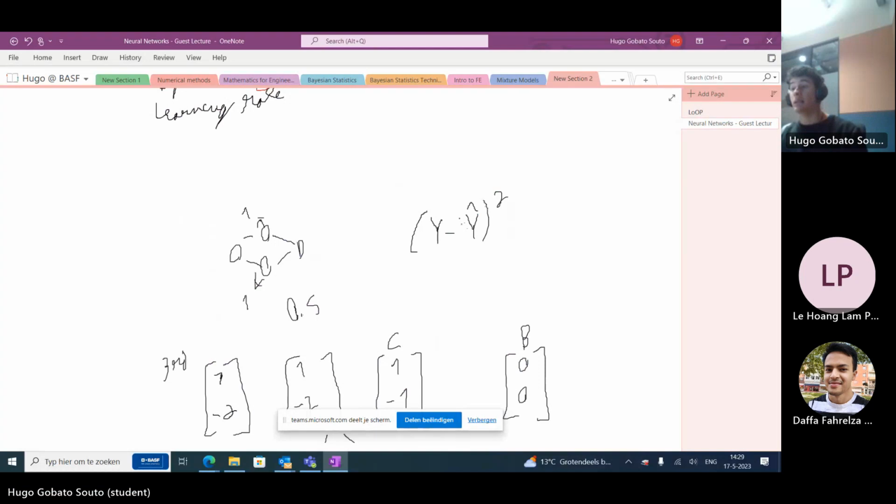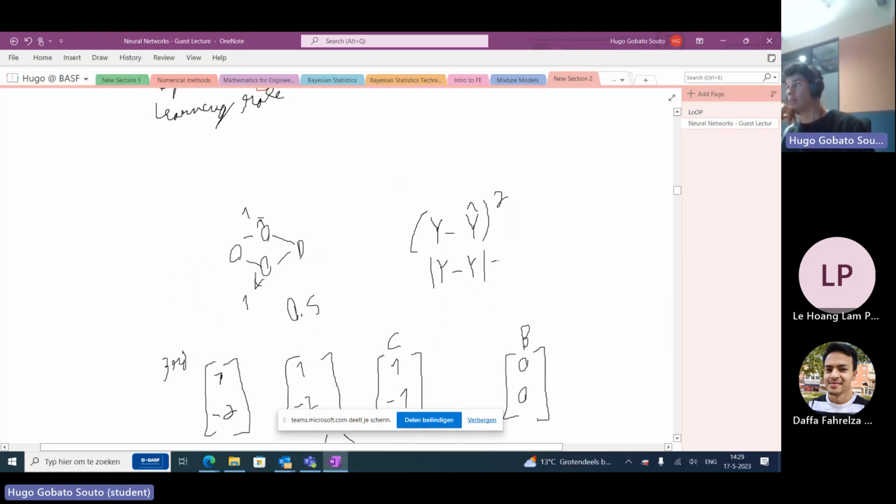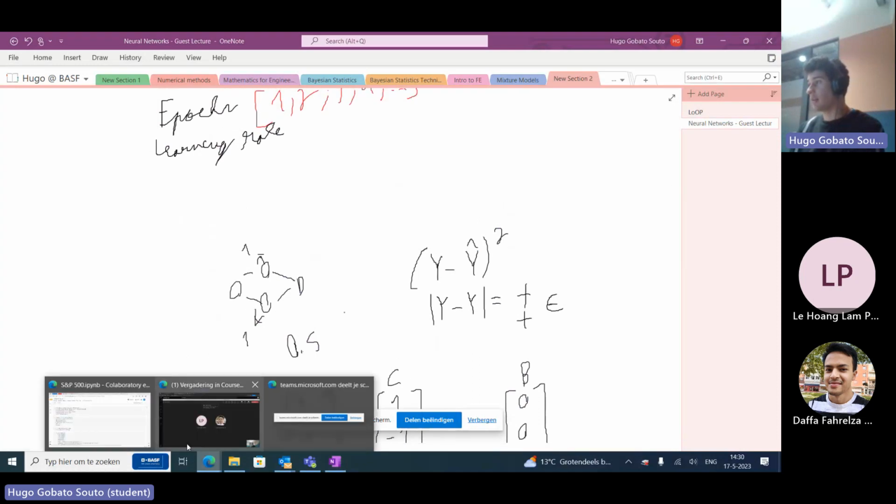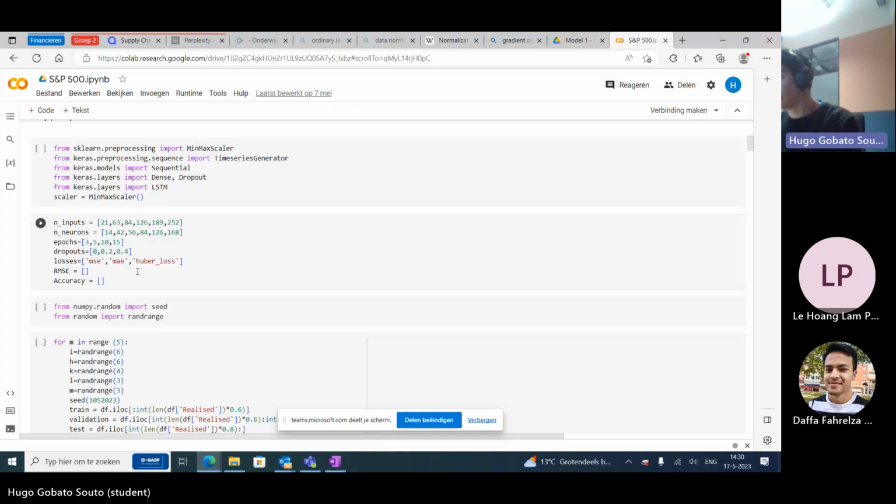Okay. But this is not the only possibility. Instead of squaring it, you can also use the absolute value. So you get a number here, and if this number is negative, just transform it to positive. And if it's positive, it will continue being positive. This is the absolute error, and this is the squared error. There are also other errors, like for instance this error called Huber loss, which accounts for outliers.